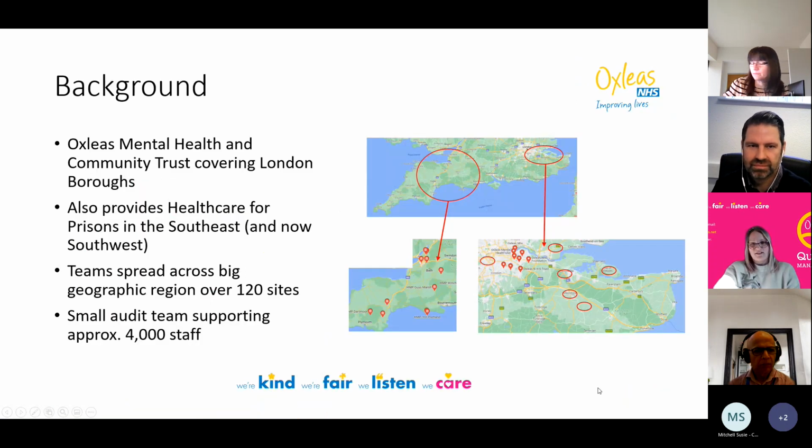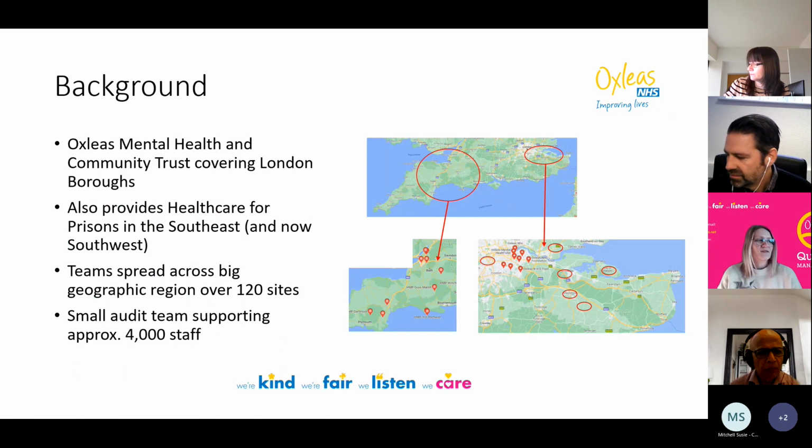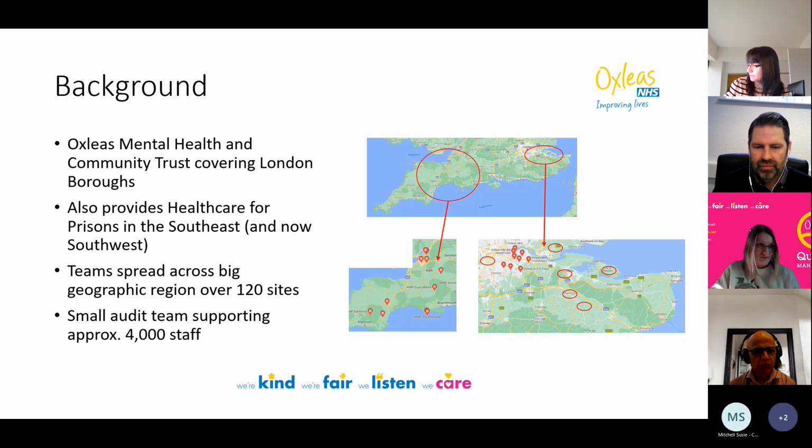Just to give you a bit of background about Oxleas, we are a mental health and community trust. We cover the London boroughs, but we also provide healthcare for prisons in the southwest, and as of December last year we extended this to the southeast. The map there shows our geographic region, so it's quite wide. We look after over 120 sites. I am part of a 1.4 whole-time equivalent audit team, and we support approximately 4,000 staff. That number's increasing as our sites grow.